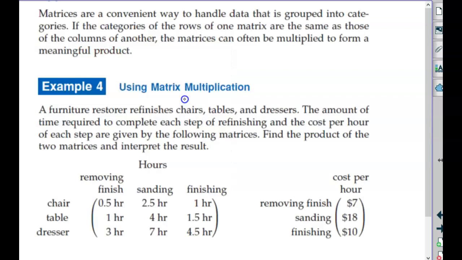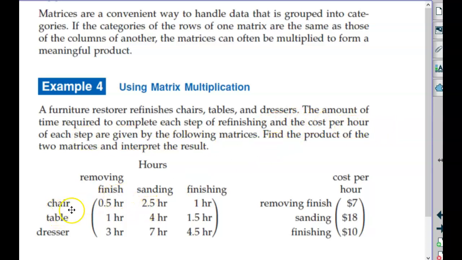All right, here's an application of matrices. They are a convenient way of handling data that is grouped into categories. If the categories of the rows of one matrix are the same as the columns of another, they may be multiplied to form a meaningful product. And we're going to do that kind of thing in a minute, but I just want to talk you through this. It says a furniture restorer, he refinishes chairs, tables, and dressers. So he organized that this way, okay? The amount of time required to complete each step of the process, and the cost per hour are organized into matrices.